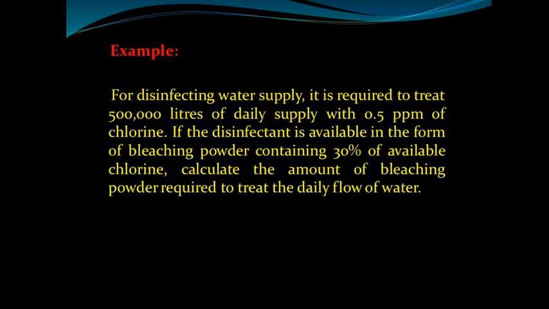So if the disinfectant is available in the form of bleaching powder, that means we are going to add bleaching powder for the disinfection process, not free chlorine, which contains 30% of available chlorine. So here the concentration is given. Into that bleaching powder, how much chlorine is present? 30% of the chlorine is available. Calculate the amount of bleaching powder required to treat the daily flow of water. So how much bleaching powder is required to treat 5 lakh liters of water daily.